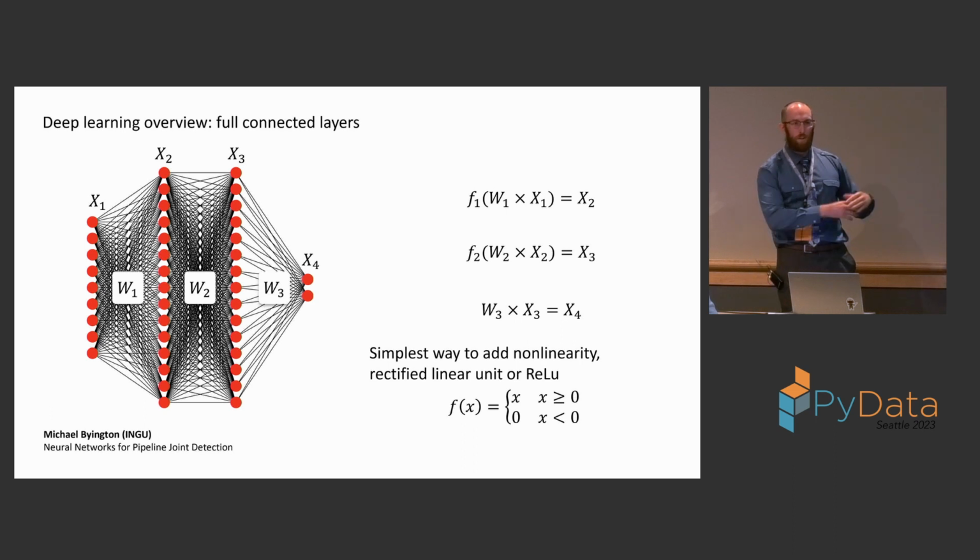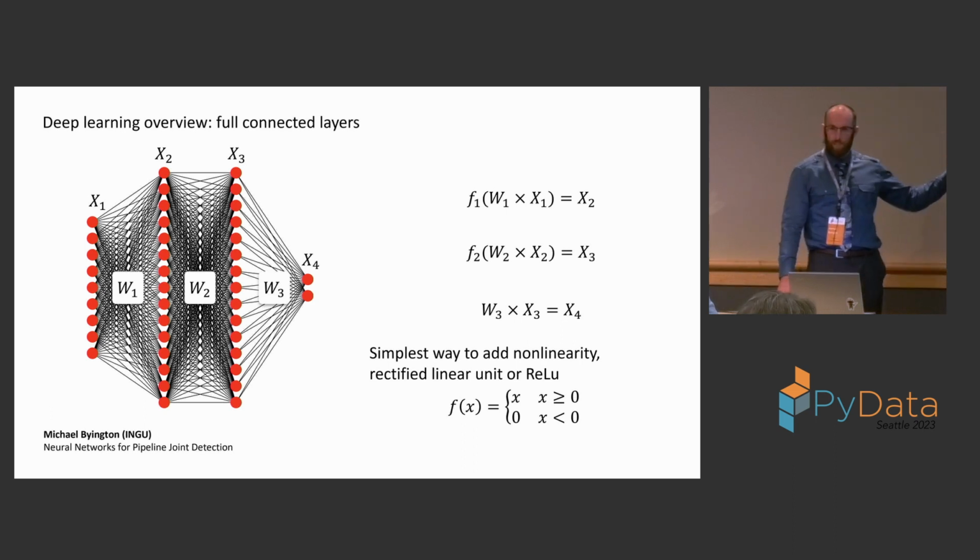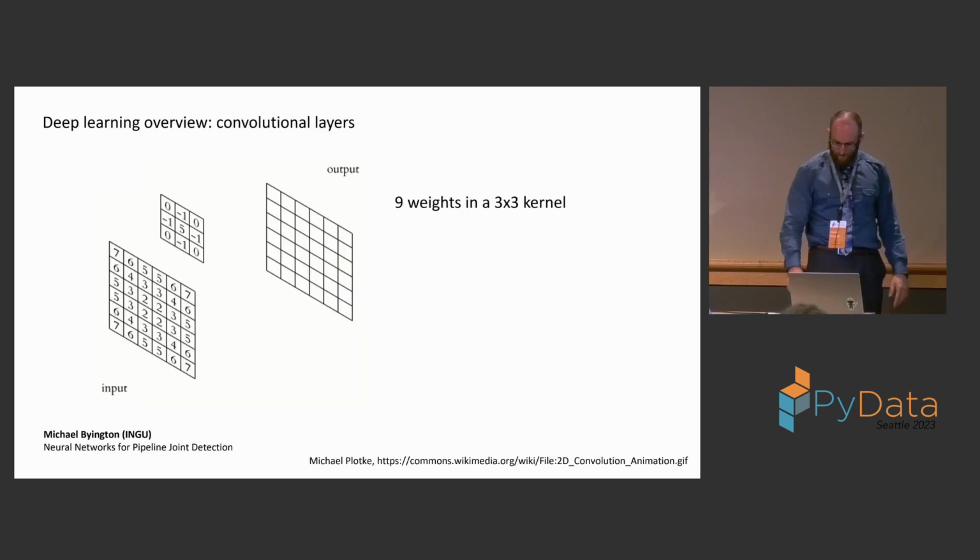And that's why almost all modern networks use ReLU activation functions. There are some exceptions, but in general, that's how it's done.